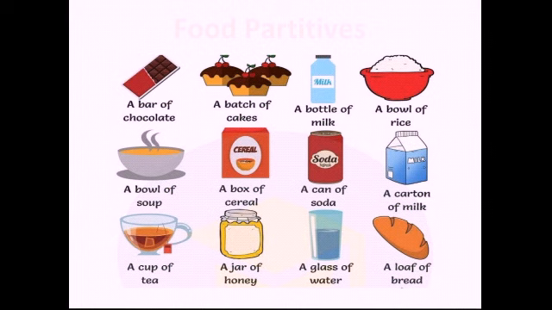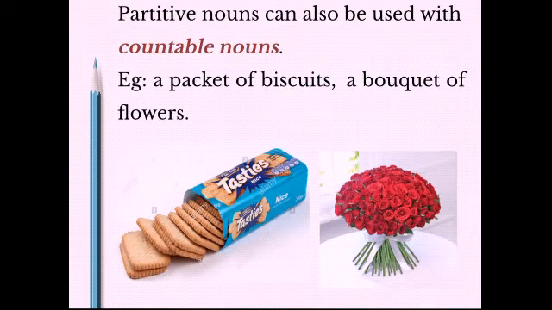So the uncountable nouns were made countable by adding the partitive nouns. Moving on to the next one: honey, a jar of honey; water, a glass of water; bread, a loaf of bread. Now, my dear children, don't think that partitive nouns are used only with the uncountable nouns. They can also be used with countable nouns, like, for example, a packet of biscuits, a bouquet of flowers.